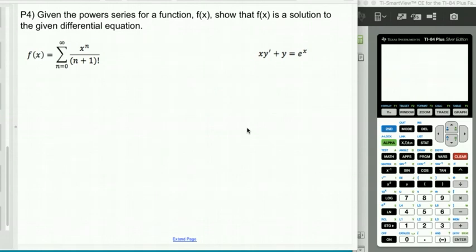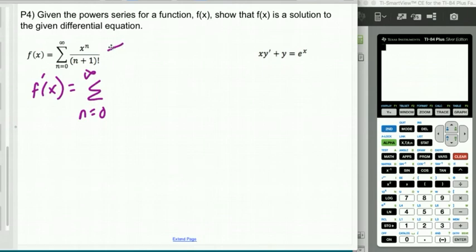All right, so let's try another one. Same idea. We're going to show that this series is a solution to this differential equation. So what we're going to need to do first is find the f prime of x series. So that's going to be the sum from n is 0 to infinity of, when I differentiate, again, if it's easier to see this, this is a 1 over (n+1) factorial times x^n. So when I differentiate, it's going to become n over this (n+1) factorial, x^(n-1).